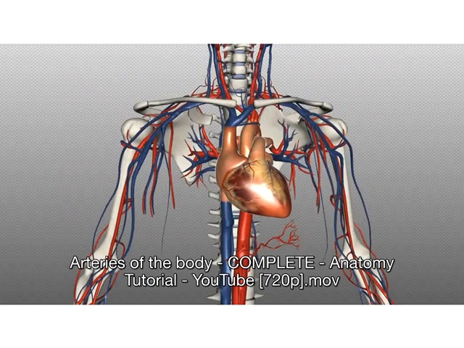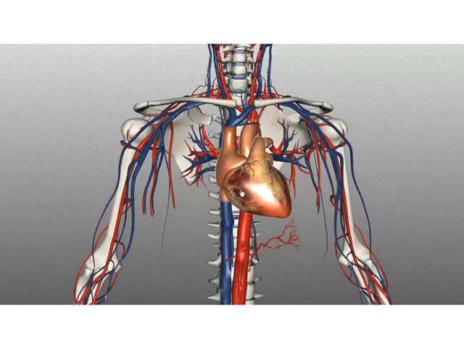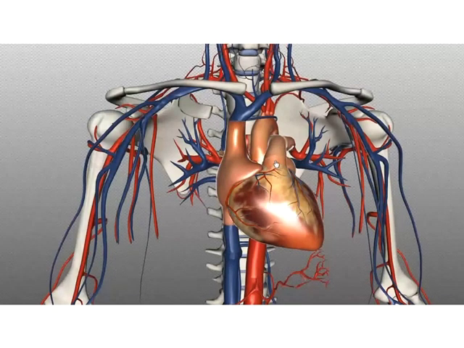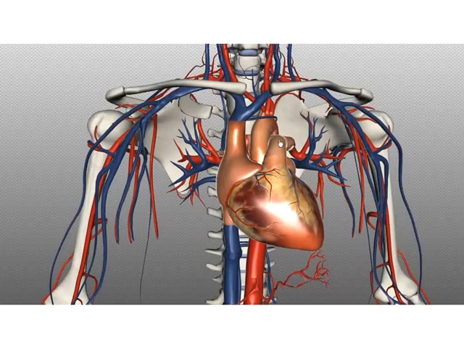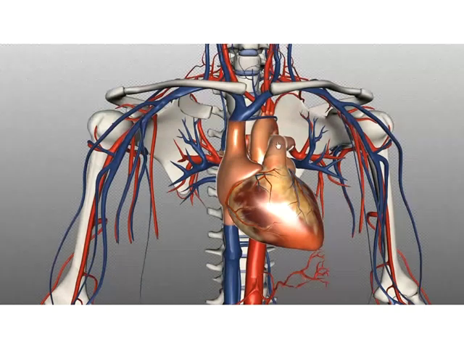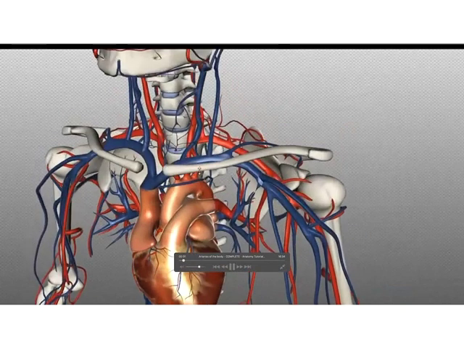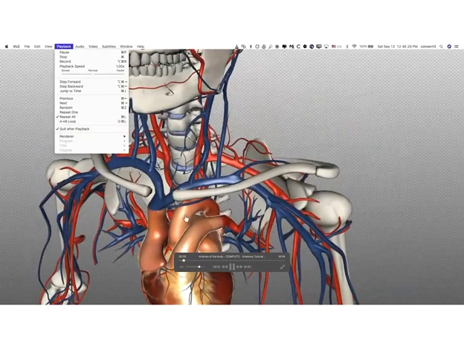Okay, so this is a tutorial on the arteries of the body. So I'll cover some of the important arteries that you need to know. Starting from the heart, I'll start with this artery here, the pulmonary trunk, which comes from the right side of the heart and pumps deoxygenated blood to the lungs. The pulmonary trunk bifurcates into left and right branches, so you've got the left and right pulmonary artery. So you can see that there.